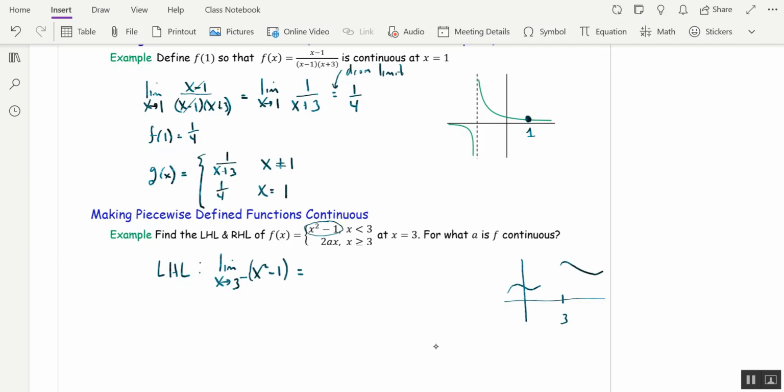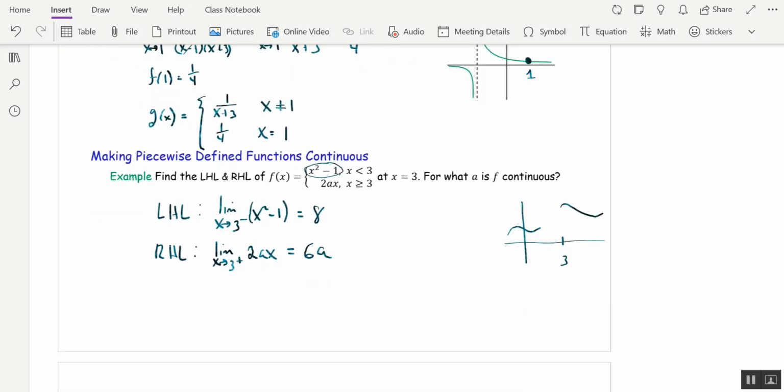Now, whether I'm coming at 3 from the left or the right, I can just use substitution to find this limit and put 3 in. 3 squared is 9. 9 minus 1 is 8 because nothing bad happens. In the right-hand limit, I'm going to do the same thing except use the other formula. Limit as x goes to 3 from the right of 2ax. Take that limit, put 3 in for x. 3 times 2 is 6.